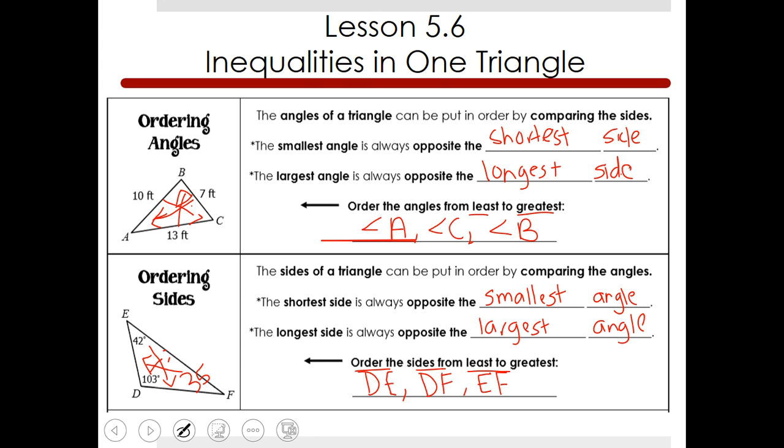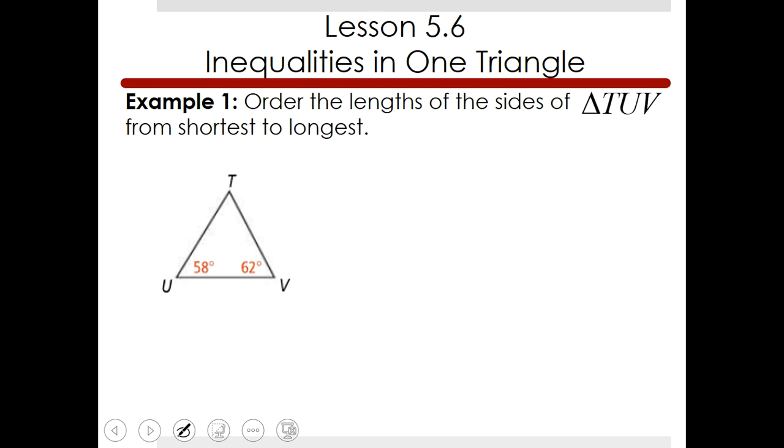All right, let's try a couple of examples with this. Order the lengths of the sides of triangle TUV from shortest to longest. The first thing is I need to find the last angle. So 180 minus 58 minus 62 gives me 60. So this angle is 60 here.